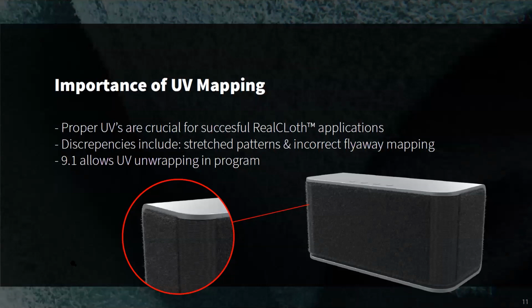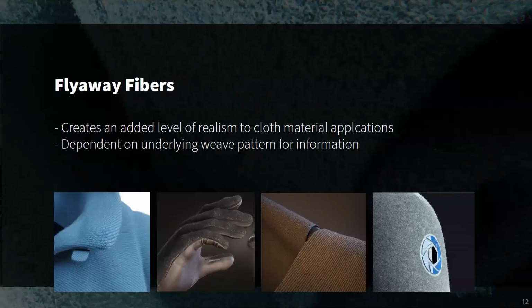All right, so during that last demo, we just took a peek at the geometry drop-down parameters that allow you to control your flyaway effects on RealCloth applications. Flyaways, as I mentioned, are the fibers that protrude from RealCloth surfaces, which help create an added level of realism on your cloth renderings. These fibers are entirely dependent on the threads below because they adopt the location and color information from the weave patterns that you've created.